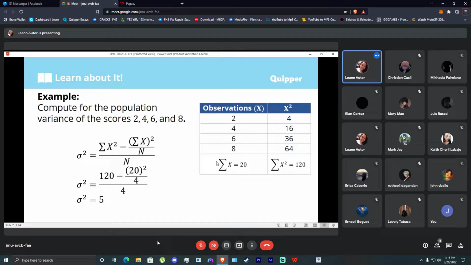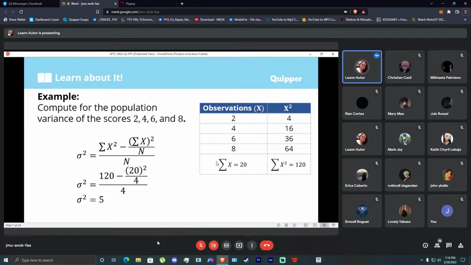Okay. Since the summation of x squared is equal to 120, we are just going to substitute that one, and then minus the summation of x, we have 20, and then we are going to square that one over n, which is the number of observations or scores, which is 4, divided by 4. So we have 120 minus 20 squared.